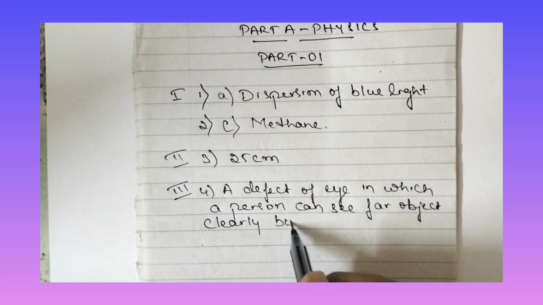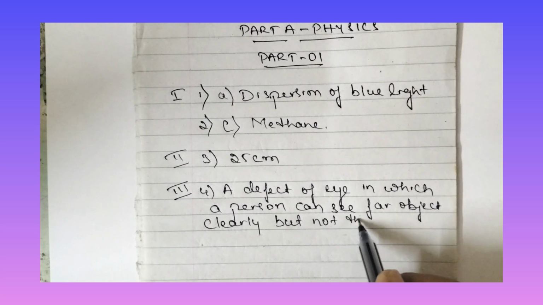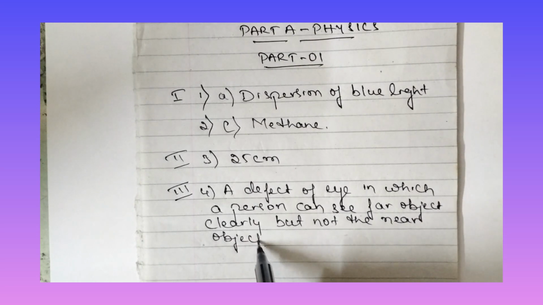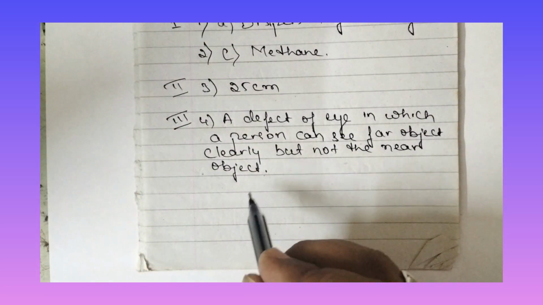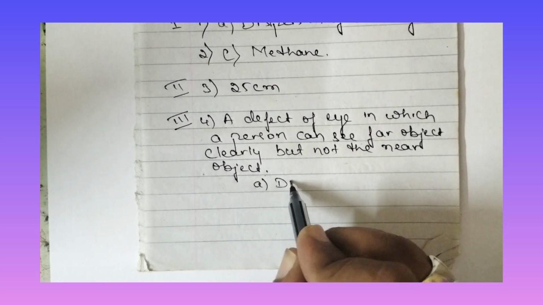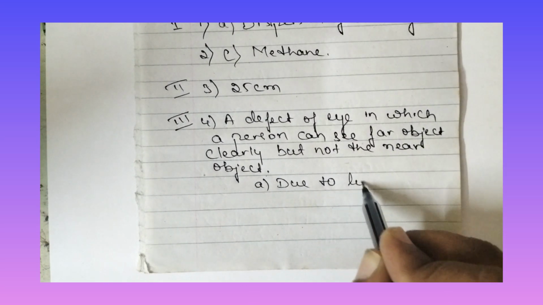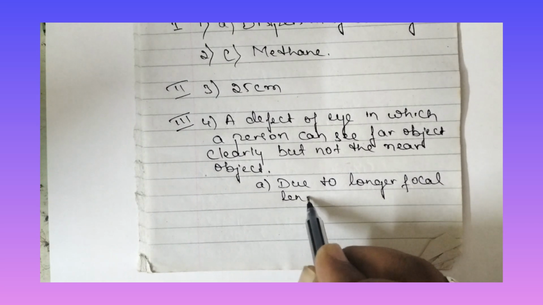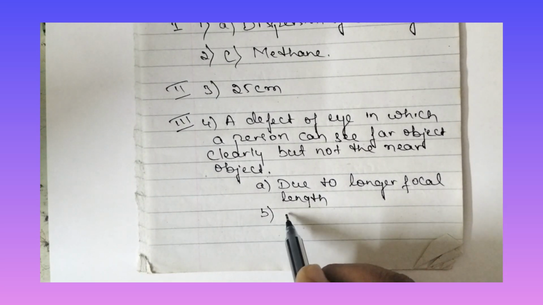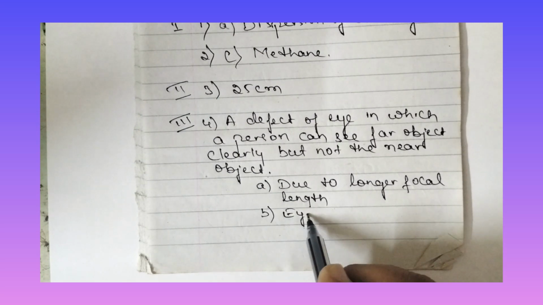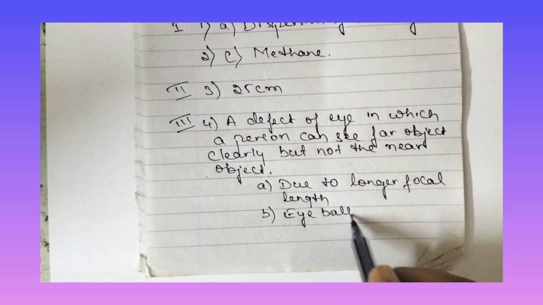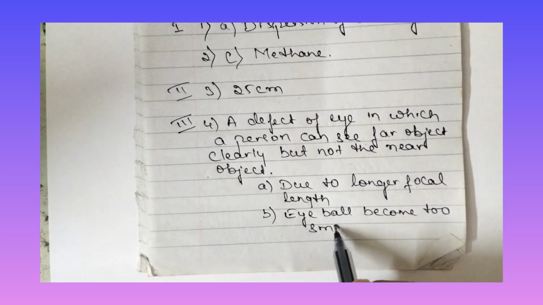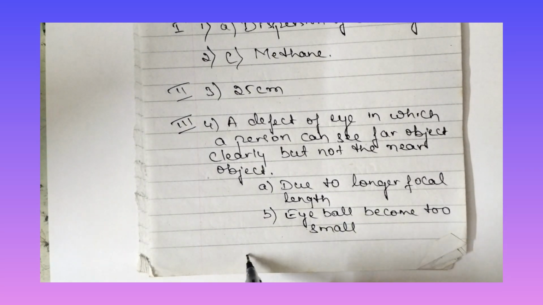a person can see far objects clearly, but not near objects. Then why is it like this? Because of a longer focal length. And the second one is the eyeball becoming too small.